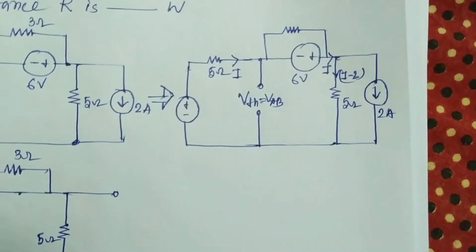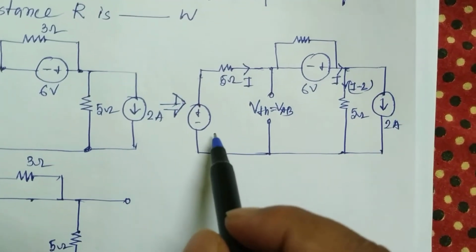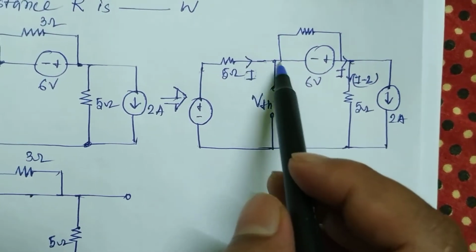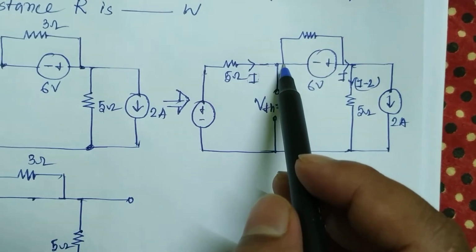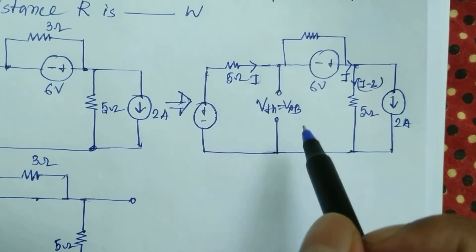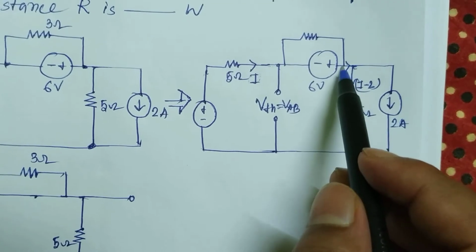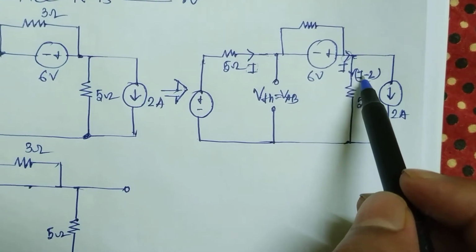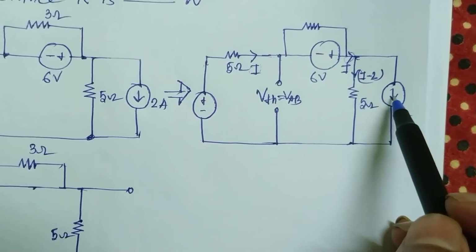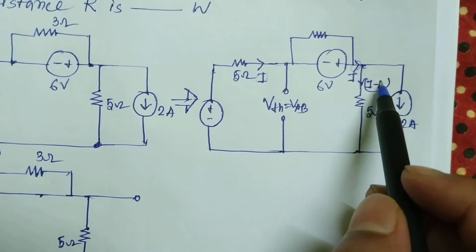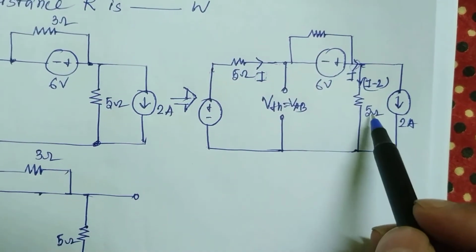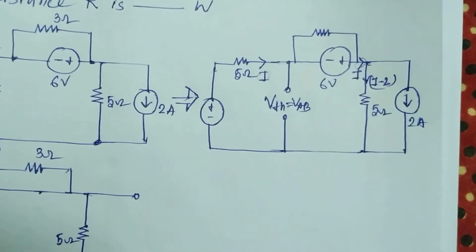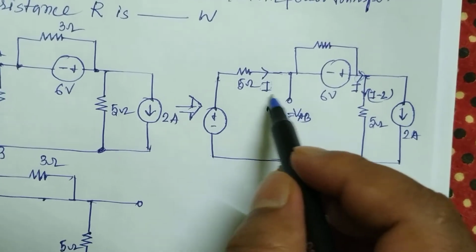Now here is the circuit. I have already simplified it. The current here is I, and it goes through the junction and is divided into two currents. At the end, the current at this point will be I, and in the 5 ohm resistance the current will be I minus 2, since there is a 2 ampere outgoing current. Now find the current I.